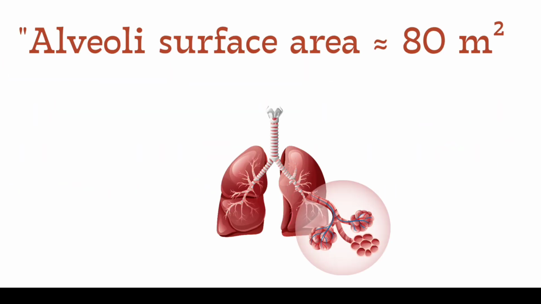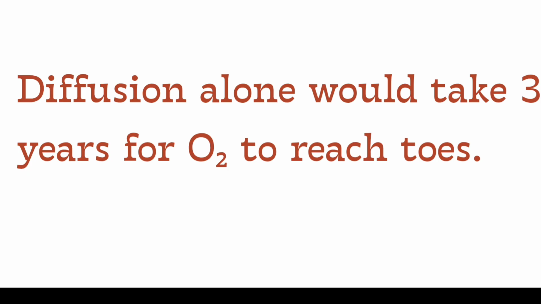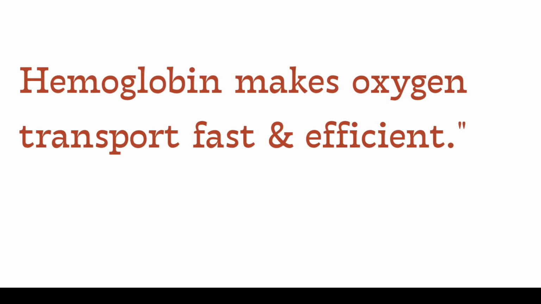Do you know that if you spread out all the alveoli in your lungs, they would cover an area of nearly 80 square meters? That is almost the size of a badminton court. And this enormous alveolar surface makes gas exchange incredibly efficient. And imagine if oxygen had to reach your toes by simple diffusion, it would take about 3 years for a single molecule to get there from your lungs. Thankfully, nature gave us a much faster delivery system, that is the hemoglobin, the oxygen carrier in our blood.